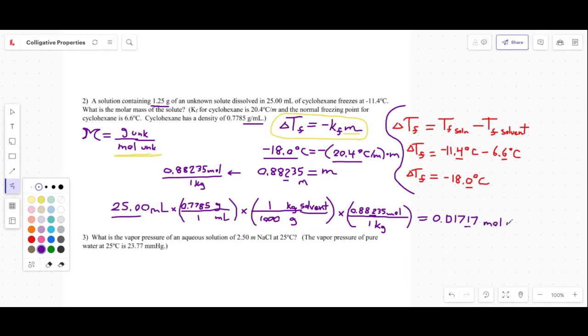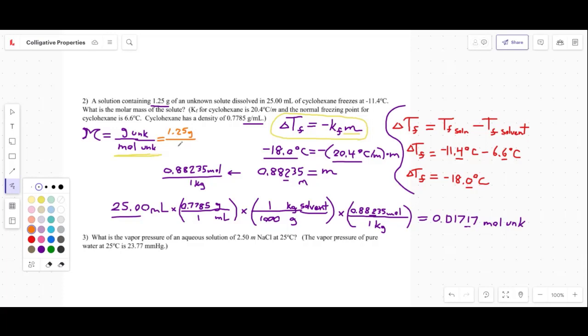Of course, that's not the final answer, right? What do we have to do yet? The final step is that we will divide the given mass of the unknown solute in grams by the calculated moles for the unknown solute to get the molar mass.